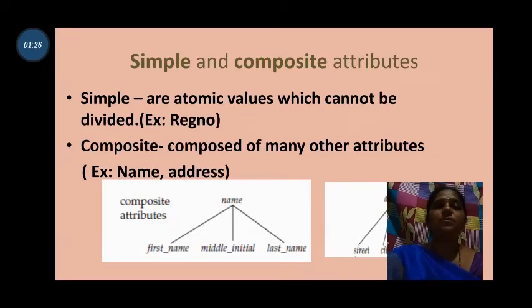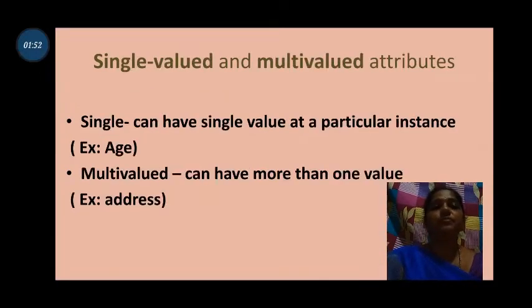What is meant by simple attributes? They are atomic values which cannot be divided. For example, register number of a student. And composite attributes are composed of many other attributes. Example, name, which is composed of first name, middle name and last name. Similarly, we have an address, and this can be composed of street, city, state and pin code, etc.